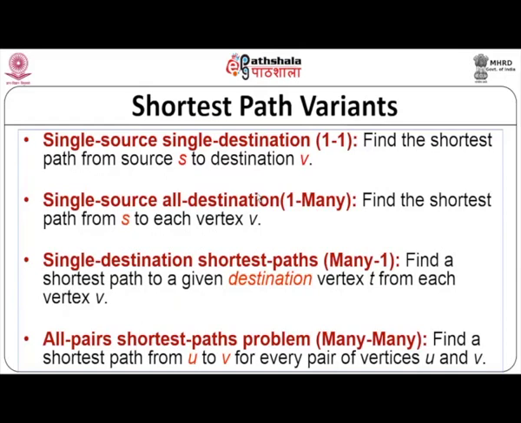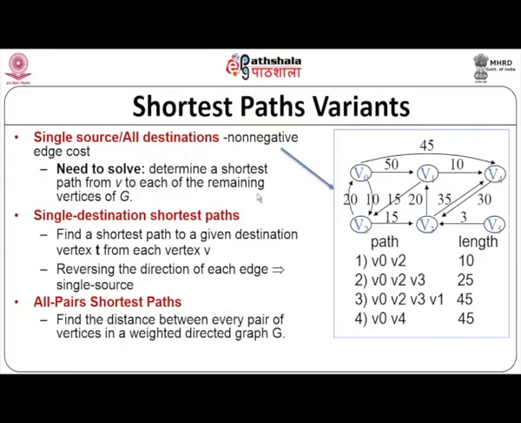Then you have the all pair shortest paths problem, which is many to many: find the shortest path from u to v for every pair of vertices u and v in the graph. So, these are the 4 problems that you have with shortest path. Single source, single destination and single destination shortest path are sort of connected together, they are the opposite of each other.